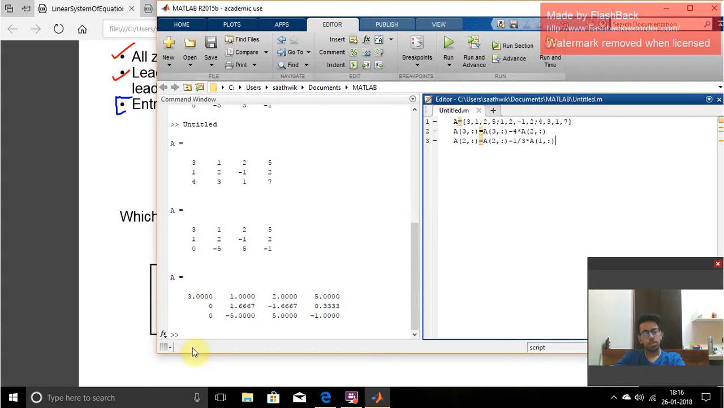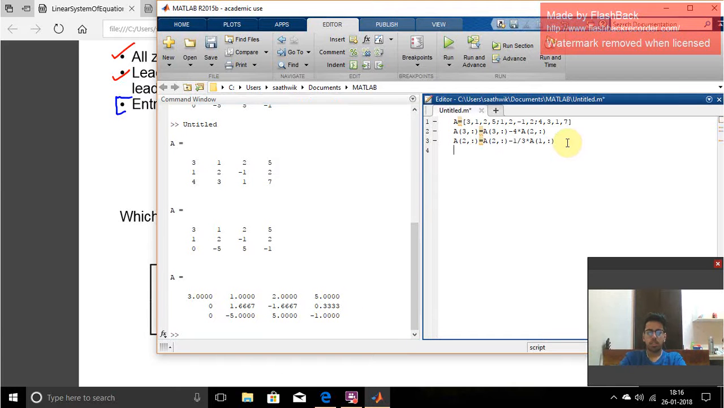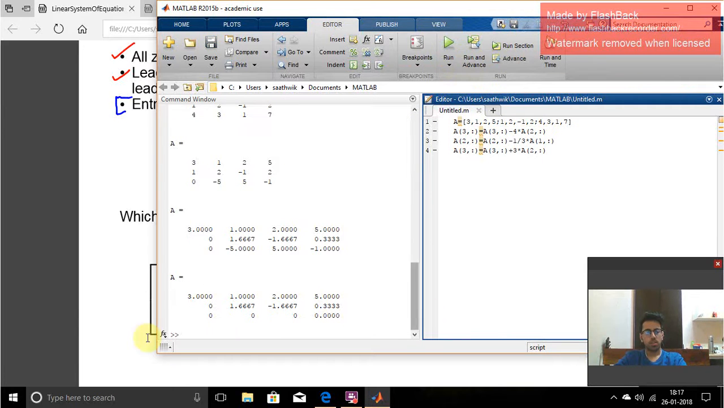So now, to turn this into 0, we'll use another operation: A3 equals the third row plus 3 times A2. So running this, we have our matrix.